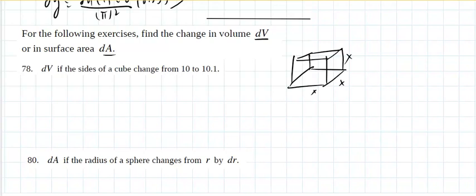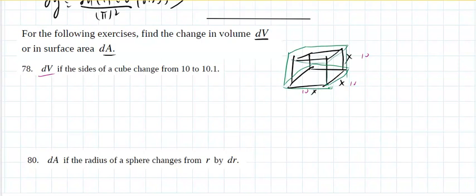If I wanted to paint it, so find the change in volume if the sides of the cube change from 10. Initially there were 10 each. So if I put a paint on that, or a texture on it, in which I increase that by 0.1 on each side, how much texture should I purchase? How much do I need?